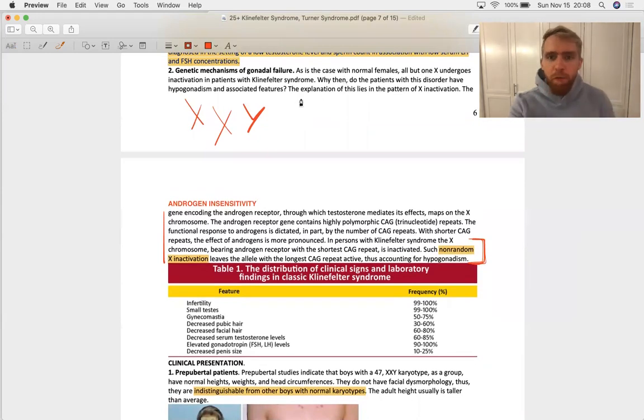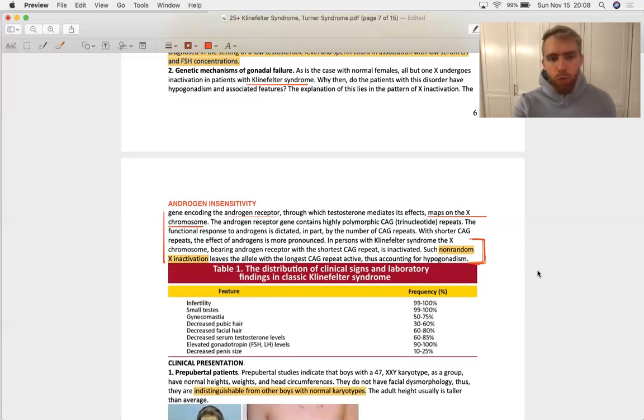As in the case with normal females, all but one X undergoes inactivation in the cells of patients with Klinefelter syndrome. So then why do the patients with this disorder have hypogonadism and associated features? The explanation of this lies in the pattern of X inactivation. The gene encoding the androgen receptor, so the testosterone receptor essentially, maps on the X chromosome. The androgen receptor gene contains highly polymorphic CAG trinucleotide repeats, just like Huntington's.